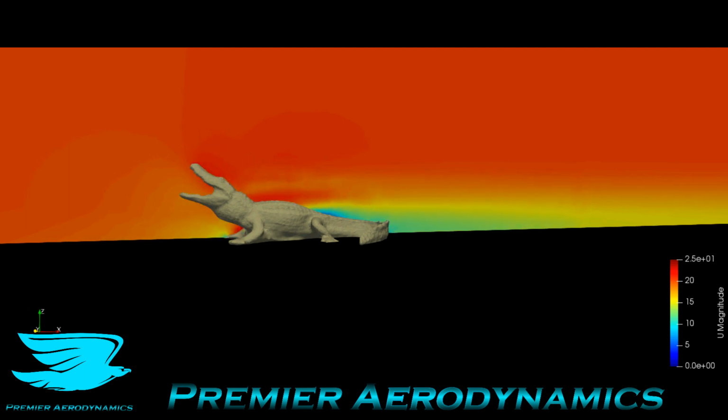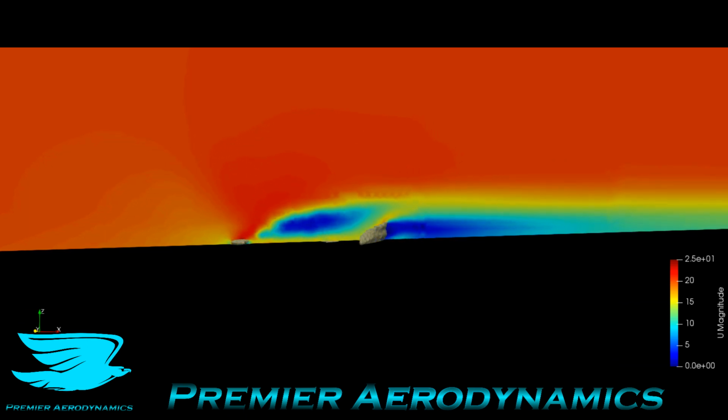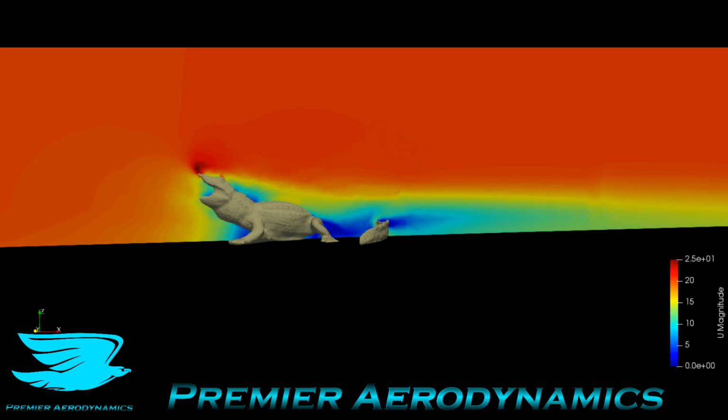And you think, with an alligator pointing up like this, you'd think that maybe there's a lot more flow separation occurring over the back part of its head, but it actually stays attached quite well. And then in the mouth, the fluid is moving quite slowly because you can't really jam air down an alligator's mouth.